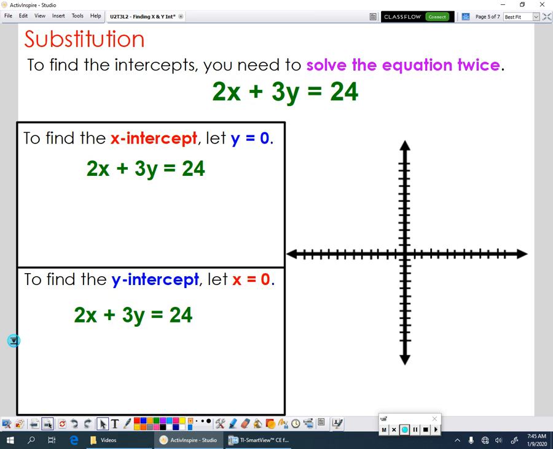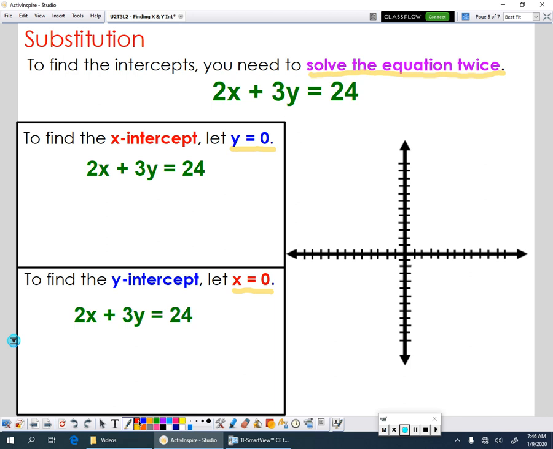So the first method is substitution. Now substitution will work with any type of equation, but the thing you need to know is when you use substitution, you're actually going to have to solve your equation twice. You solve it once to find your x-intercept and once to find your y-intercept. And what you're going to be substituting in is 0. One time you're going to substitute in your 0 for x, and one time you'll substitute it in for y, and that will help you find each intercept.